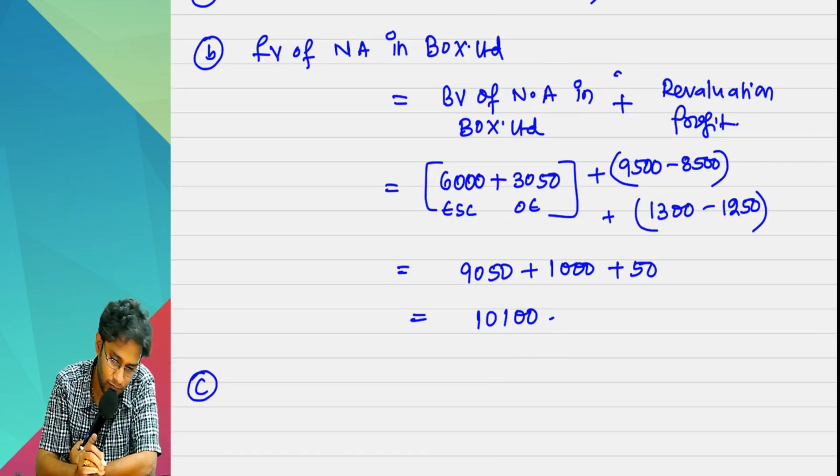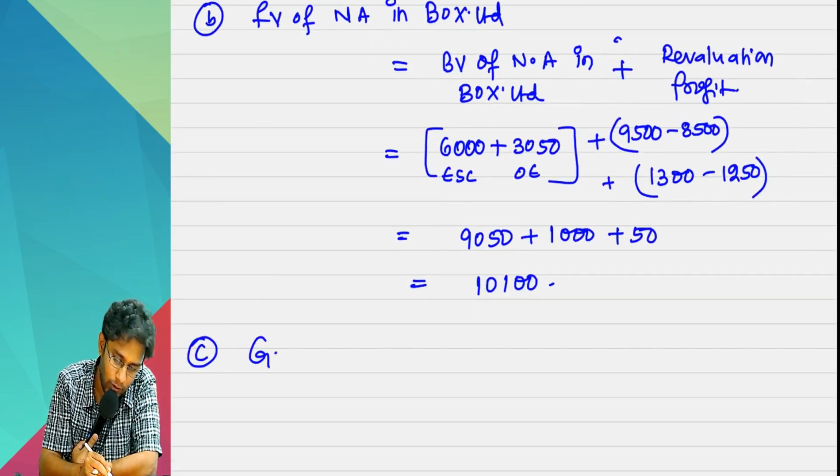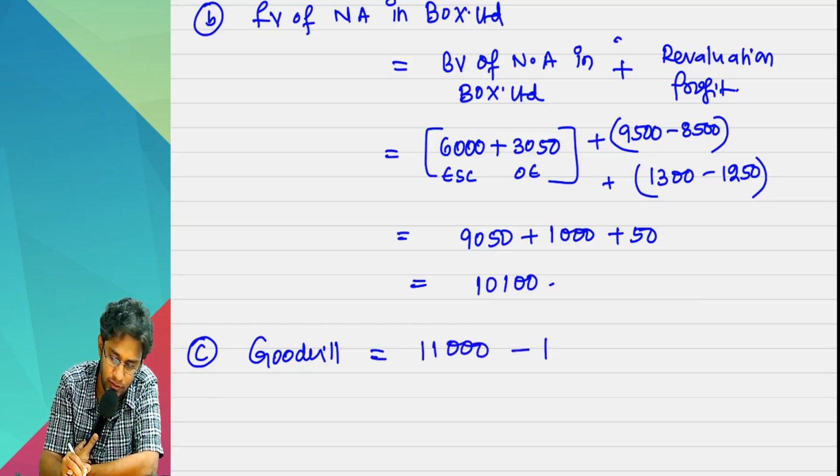C. Goodwill, because PC paid is more. 11,000 you are offering for net assets worth 10,100. So you'll have goodwill of 900.